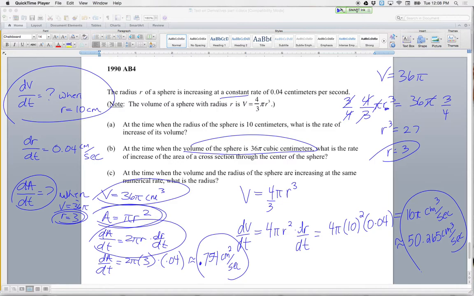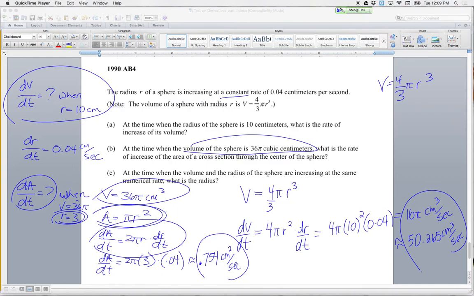Now, here's what Billy proposed. Billy says, I went about this completely different. I didn't do it right because I never took a derivative. But what he tried to do is rewrite the radius from the area formula. It actually does work, but he never took the derivative. He solved for the radius in the volume formula, plugged that in, and rewrote the area formula in terms of volume.